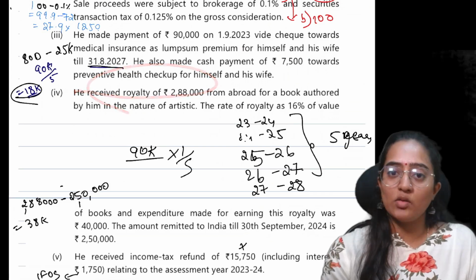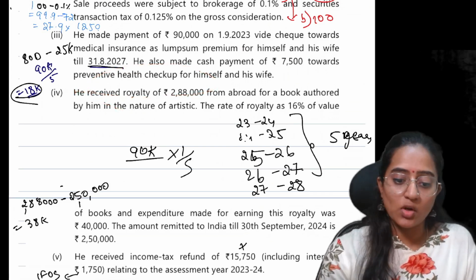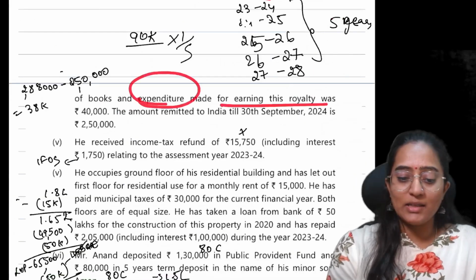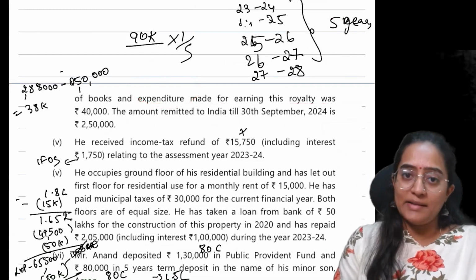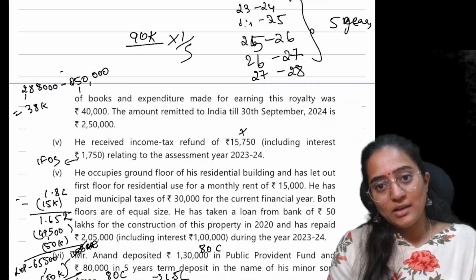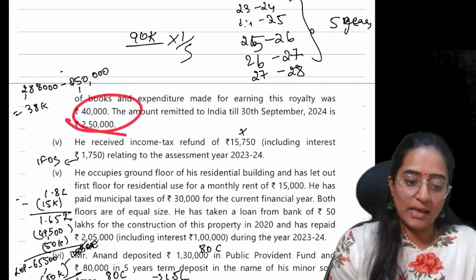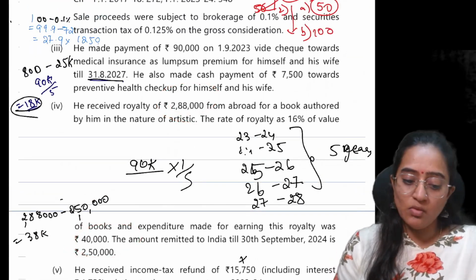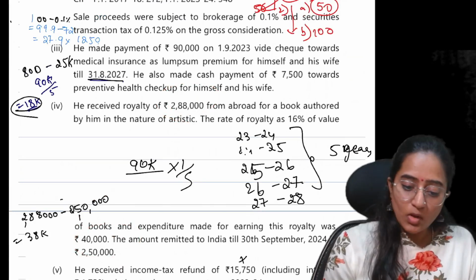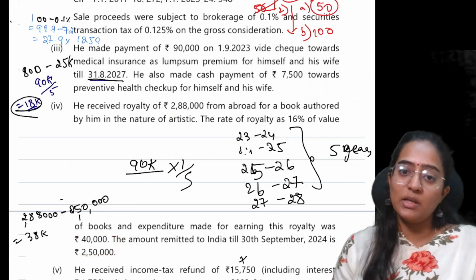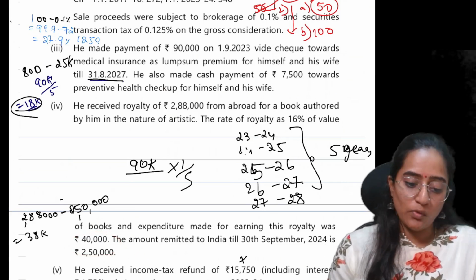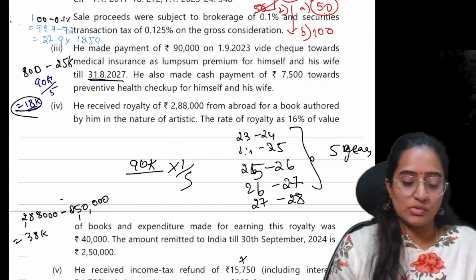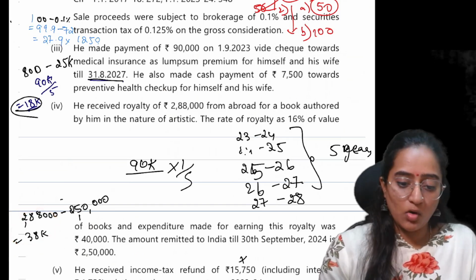He received royalty of 2,88,000 from abroad from a book authored by him in the nature of artistic work. The rate of royalty is 16% of the value of book, and the expenditure made for earning this royalty was 40,000. The amount credited and remitted till date to India till 30th March 2024 is 2.5 lakh. So how you are going to consider is very simple. What is the total royalty which you have received? 2,88,000. Out of this, what is the total amount remitted to India up till 30th September 2024? 2,50,000. The differential amount is nothing but your 38,000. Okay. So how would you consider your royalty amount?